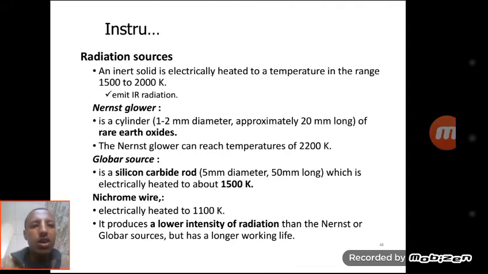For example, the Nernst glower is a cylinder of rare earth oxides that has a 1 up to 2 millimeter diameter and is approximately 20 millimeters long. The Nernst glower can reach a temperature of 2200 Kelvin. The other one is a silicon carbide rod that has a 5 millimeter diameter and is 50 millimeters long, which is electrically heated to about 1500 Kelvin. The temperature is much lower than that of the Nernst glower.